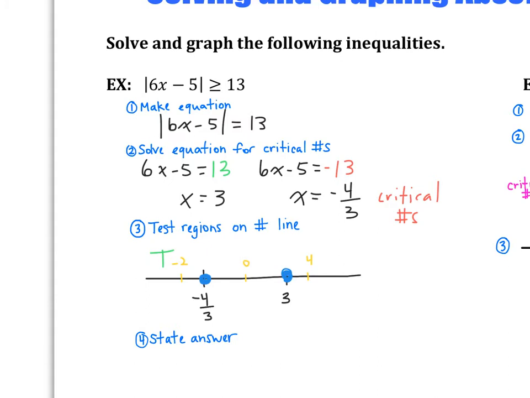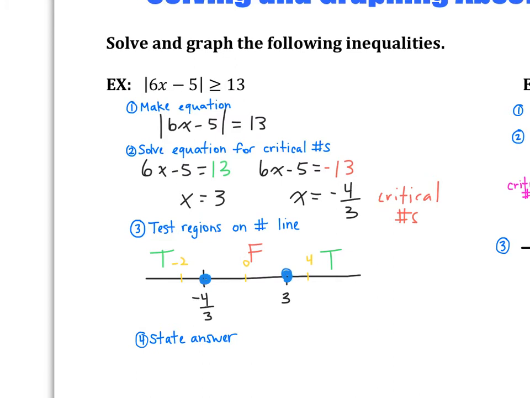When I test x equals 0, 6 times 0 is 0, minus 5 is negative 5. The absolute value of that is positive 5, which is not greater than 13. So this region is false. When I test x equals 4, 6 times 4 is 24, minus 5, 19. The absolute value of that is greater than 13. So we can say it's true.